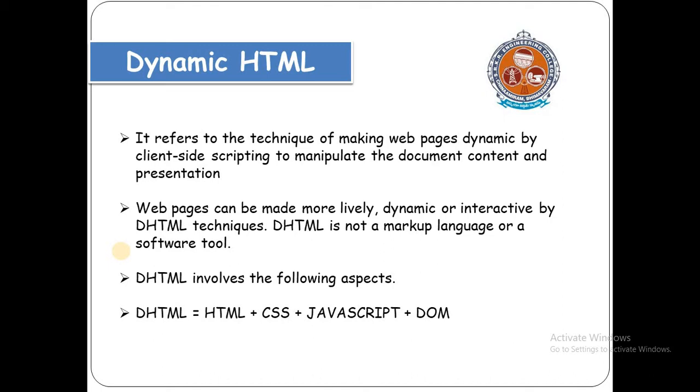So remember, DHTML is not any language or any software tool. It is just the combination of HTML and CSS and JavaScript. Just remember this in a single step: DHTML is a combination of HTML, CSS and JavaScript. DHTML is dynamic HTML, adding more dynamic behavior to the HTML pages.